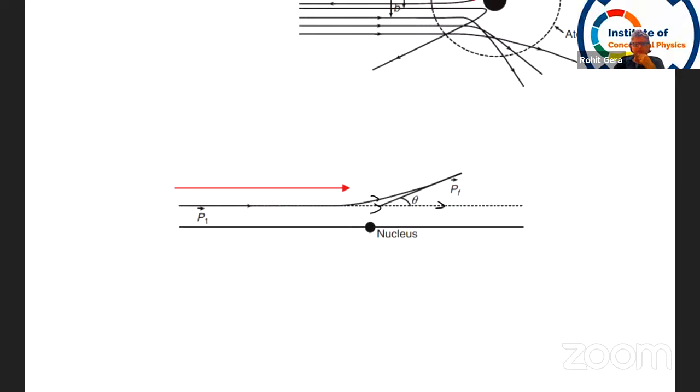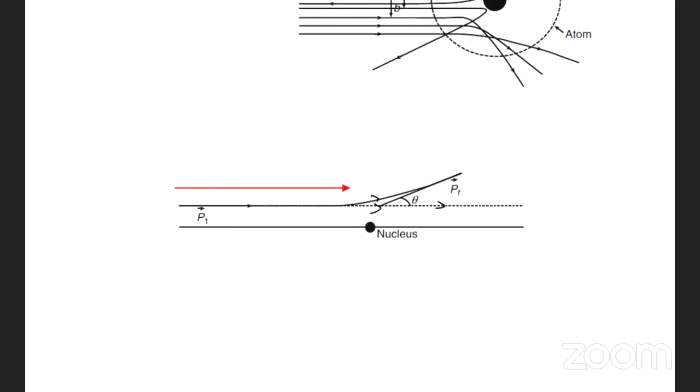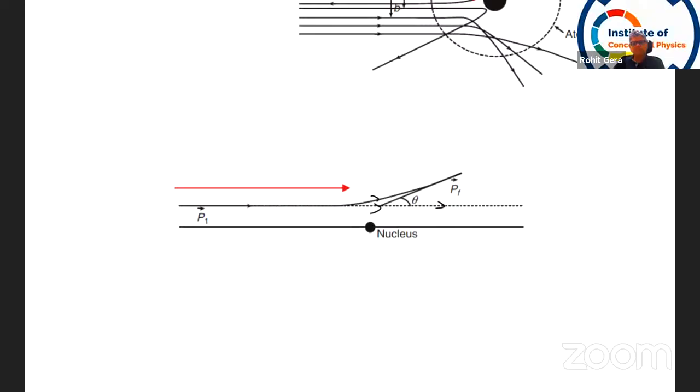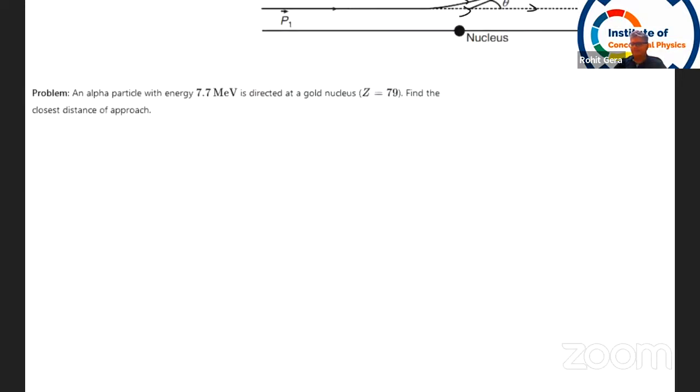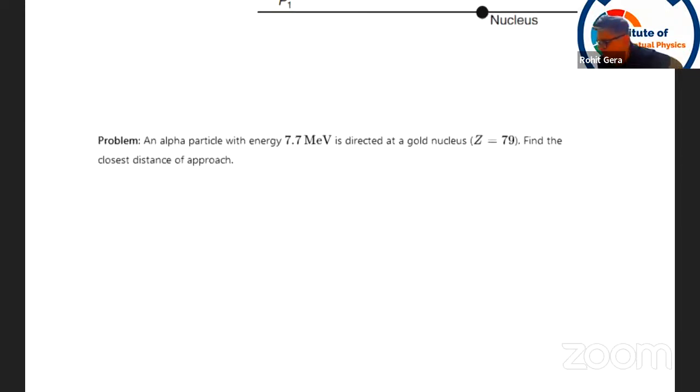So the real formula for finding the differential cross fraction is not in your syllabus, so I think you should forget it. You have this formula of closest approach. Let me just show you what I'm referring to. You have this numerical, for example. Read it first.